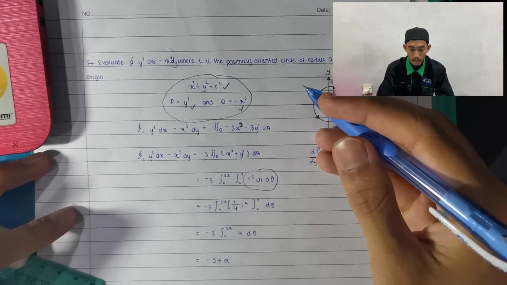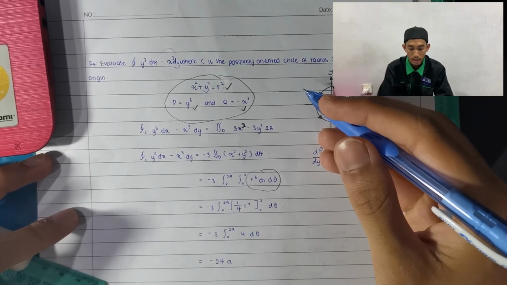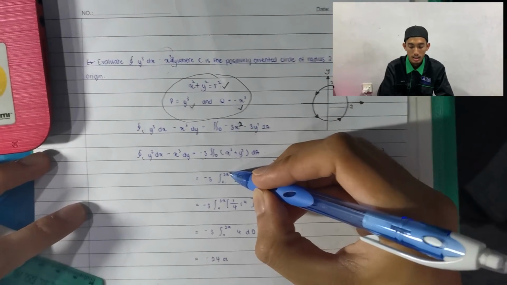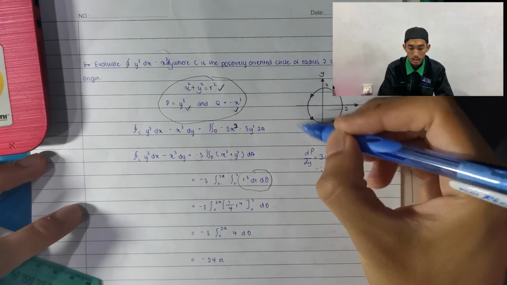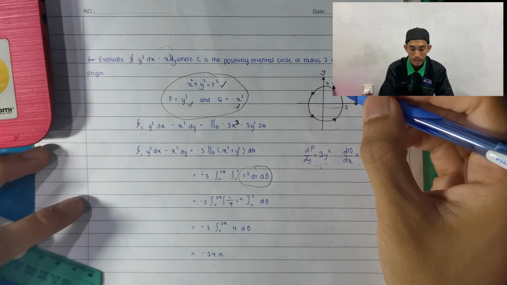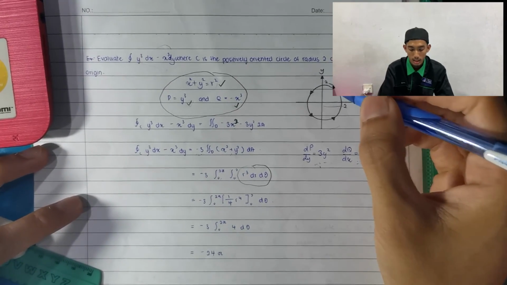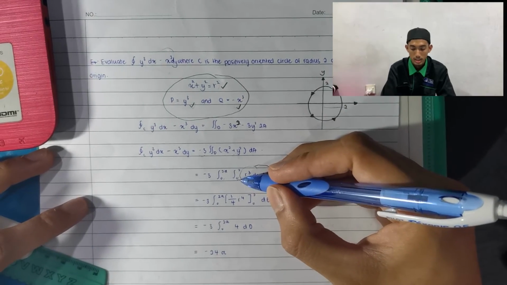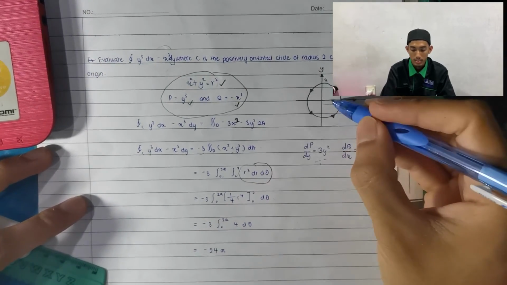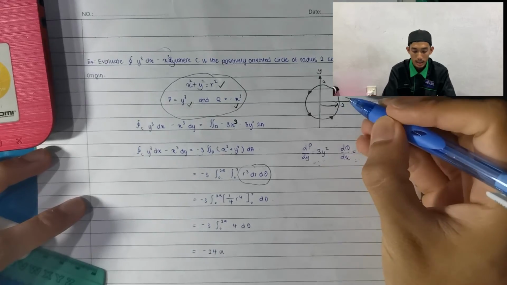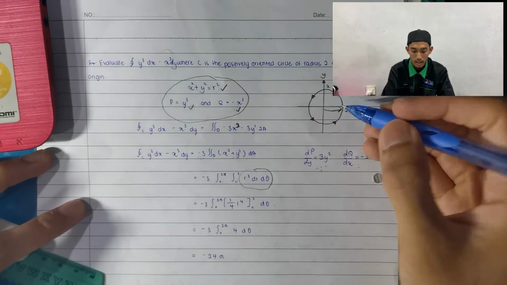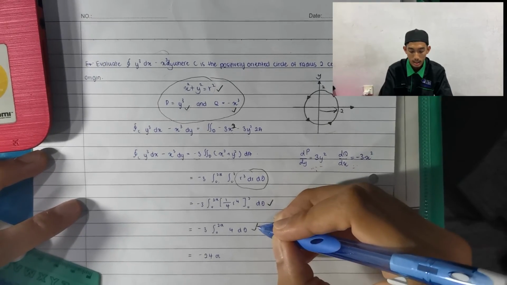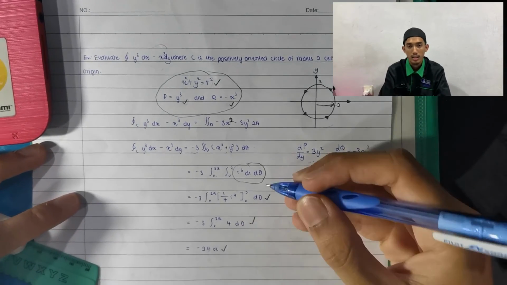Then for the double integral limits, which is 0 to 2 pi since it is a circle, and for the other integral, 0 to 2, which is the radius of the circle. Then we do the integration and we got the answer, which is negative 24 pi.